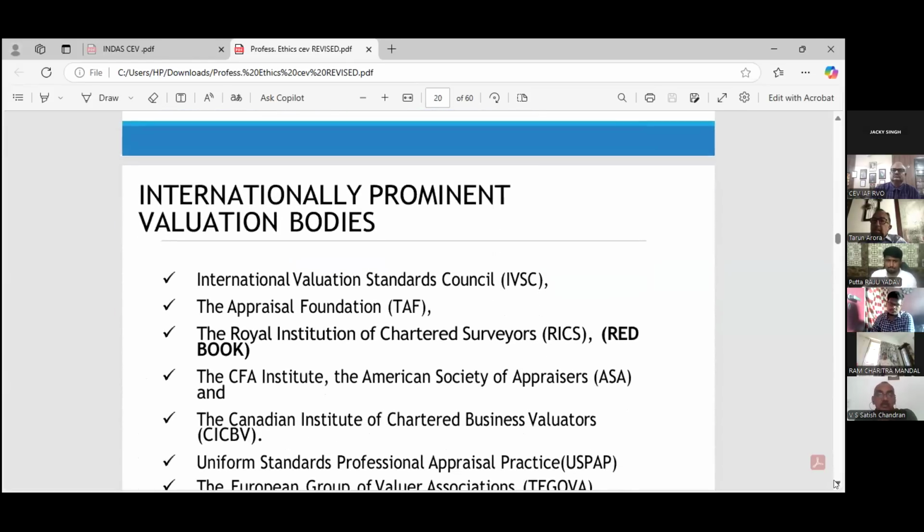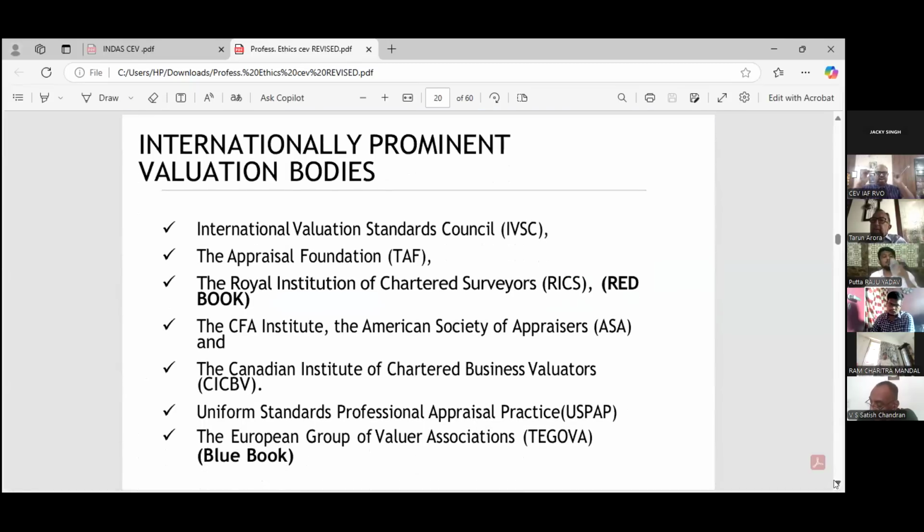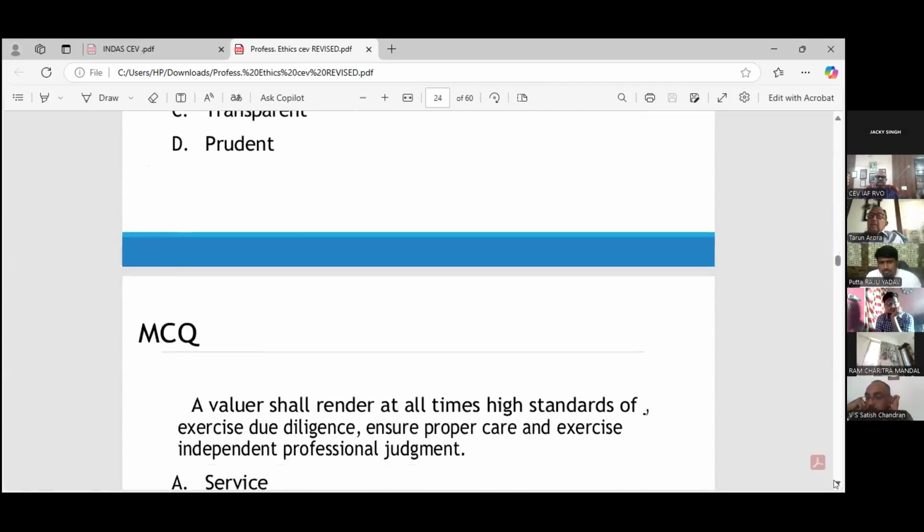Then we have internationally prominent valuation bodies. These are the different valuation bodies, and from here they generally ask abbreviation-type questions. Internationally: the International Valuation Standards Council, IVS; the Appraisal Foundation, TAF; Royal Institution of Chartered Surveyors, RICS, the Red Book; the CFA Institute; the American Society of Appraisers, ASA; the Canadian Institute of Chartered Business Valuators; the Uniform Standards of Professional Appraisal Practice, USPAP; the European Group of Valuers' Associations, TEGOVA, the Blue Book. This is an MCQ, we'll discuss it later on. Complete.